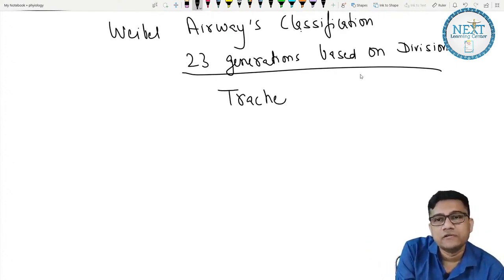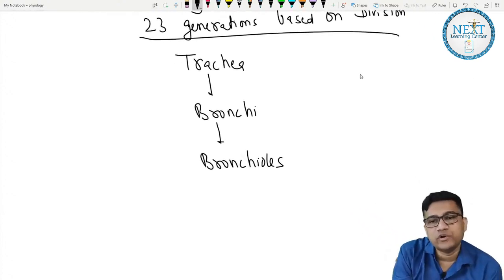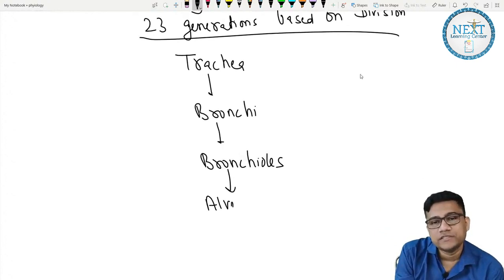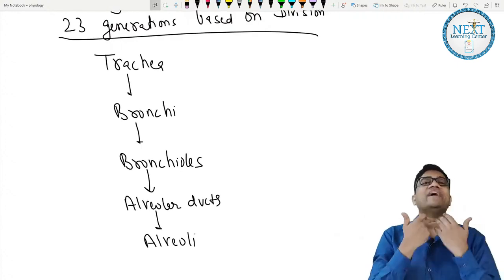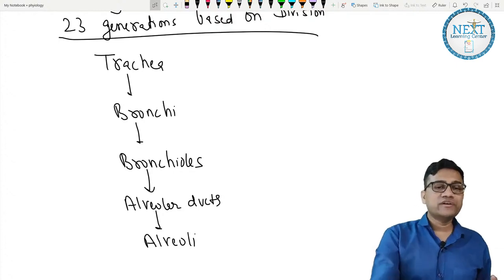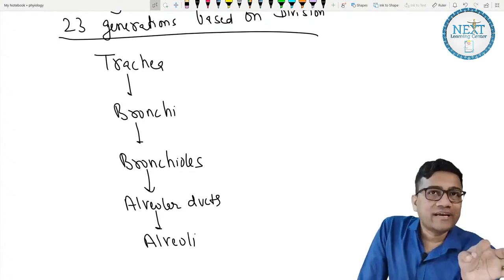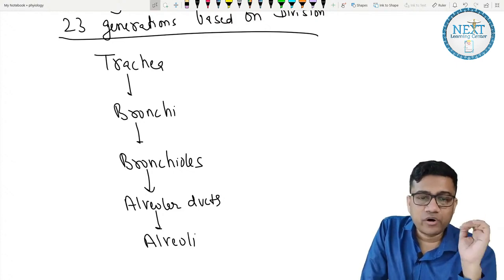Trachea gives bronchi, bronchi give bronchioles, and bronchioles then give alveolar ducts, and then in the end we have alveoli. So please first let's learn it. Trachea gives what? It gives bronchi, right and left bronchi. Then they give bronchioles, and the bronchioles give ducts and then alveoli. So let's do it again. Trachea, bronchi, bronchioles, ducts, alveoli.